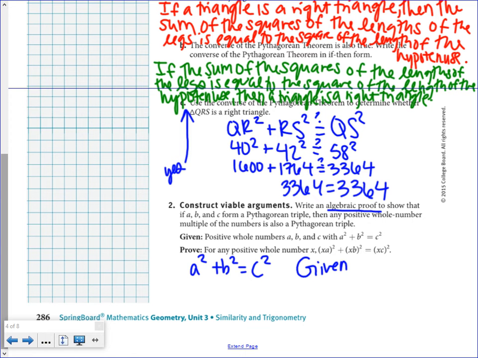So we are going to take some random number x and multiply every term by x squared. Because if we multiply one of them by x squared, we can multiply them all by x squared. So I'm going to start by multiplying the left side of my equation by x squared, and then I'm going to multiply my right side of my equation by x squared. And the reasoning is the multiplication property of equality.